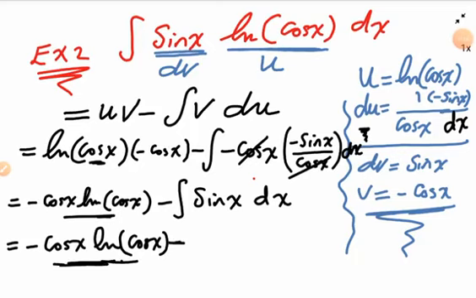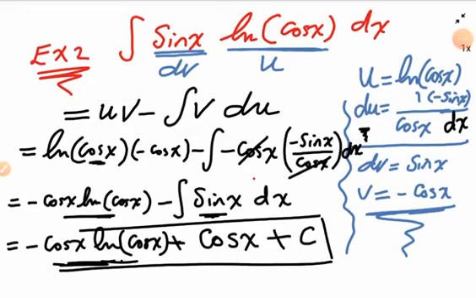Minus the integral of sine. The integral of sine is negative cosine, so negative multiplied by negative is positive. So we have negative cosine x ln cosine x, minus, negative cosine, giving positive cosine, plus c. So this is our final answer here, right?